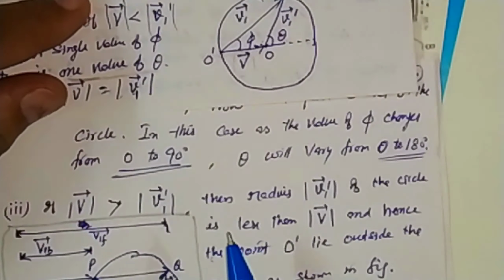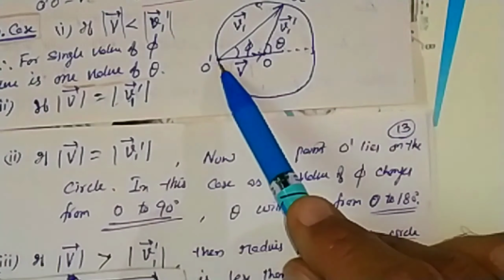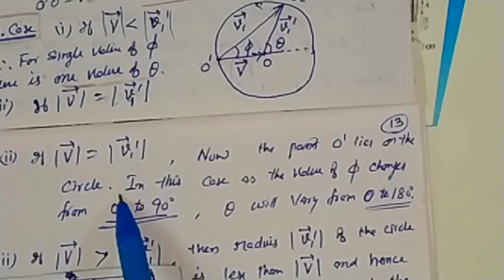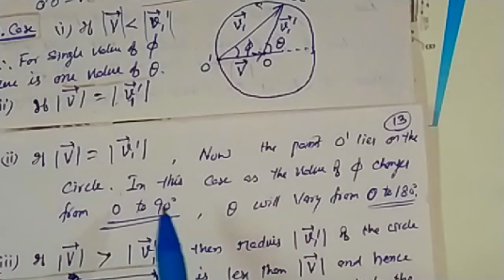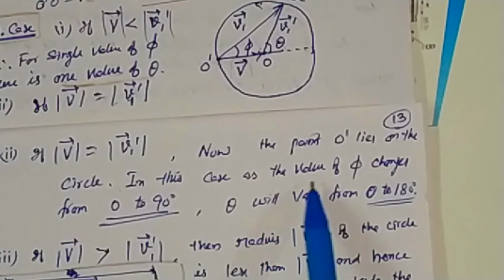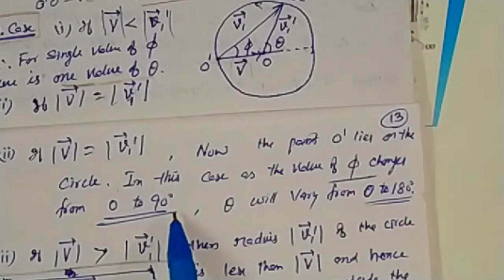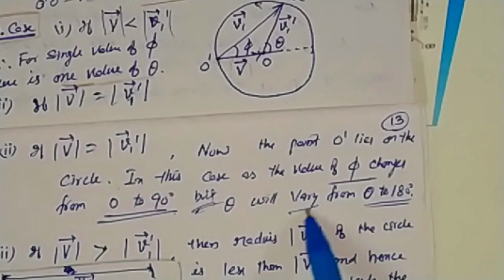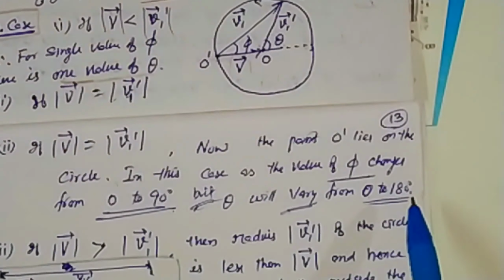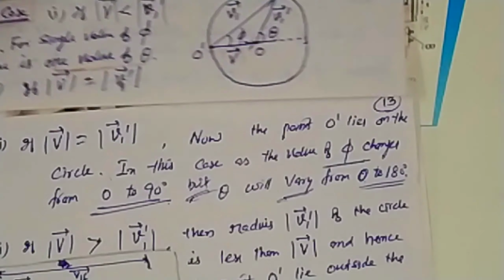This is the figure. So point O dash lies on the circle. Circle means circumference of the circle. So in this case, the value of phi changes from 0 to 90 degree, but theta will vary or change from 0 to 180 degree. So this is the second special case.